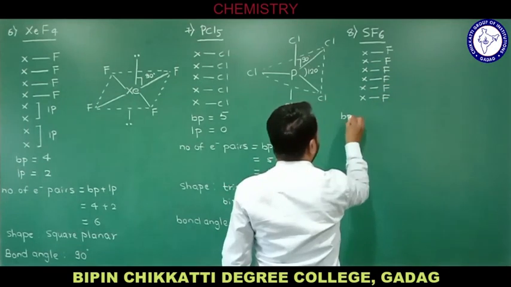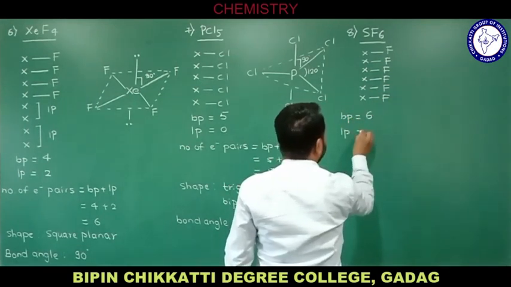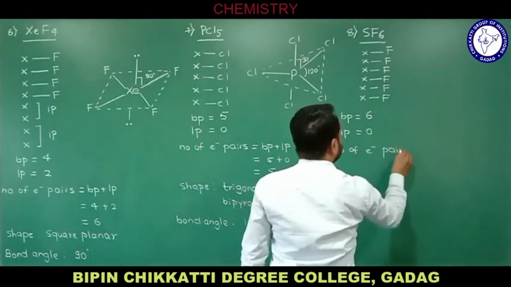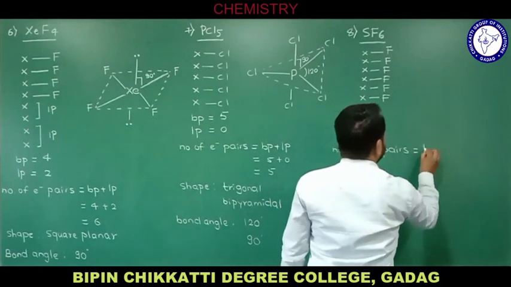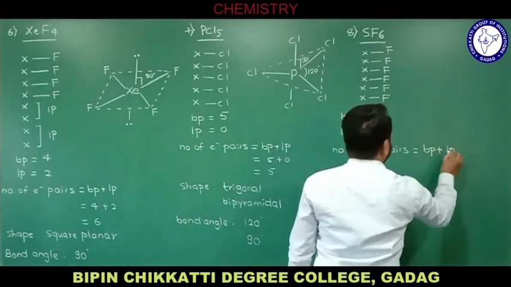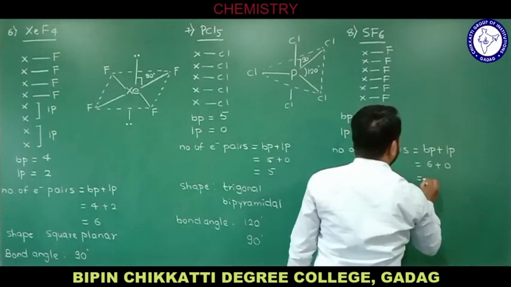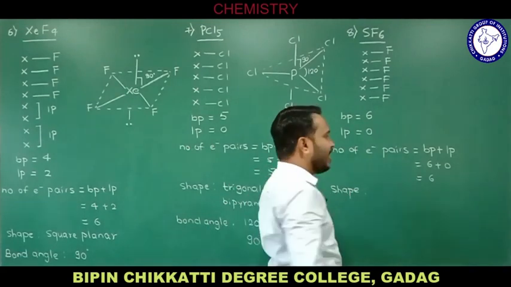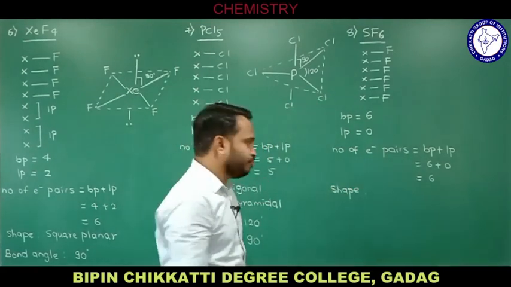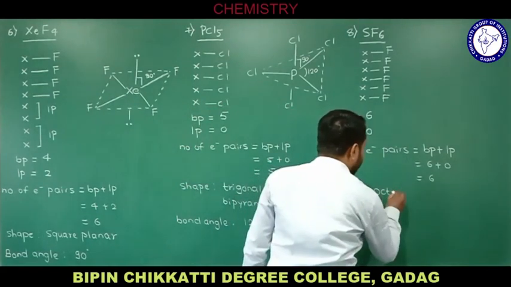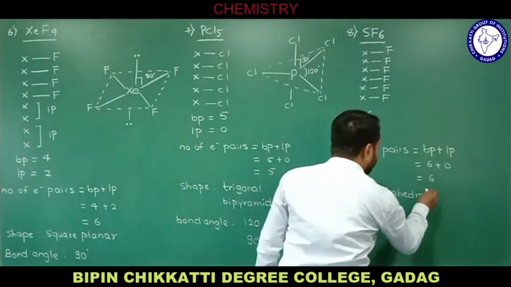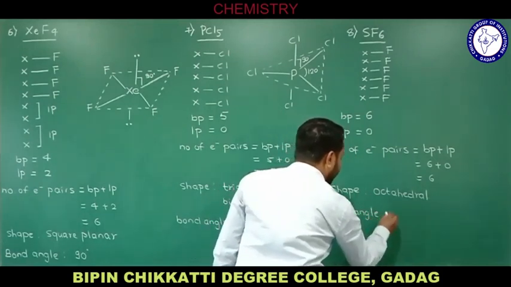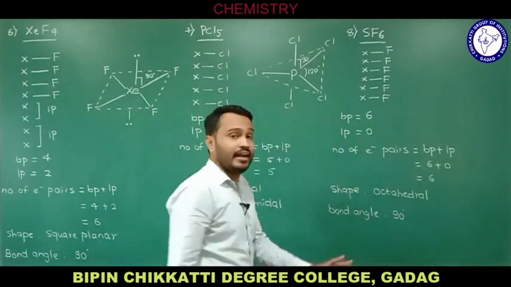I can say the number of bond pairs will be 6 and the number of lone pairs will be 0, and the total number of electron pairs in this case of SF6 is the summation of BP plus LP, that is 6 plus 0, we are going to get 6. So now we will see what the shape of a molecule is if bond pairs are 6 and no presence of a lone pair of electrons. I hope you can guess, the shape will be octahedral, and the bond angle in this case of octahedral is 90 degrees.